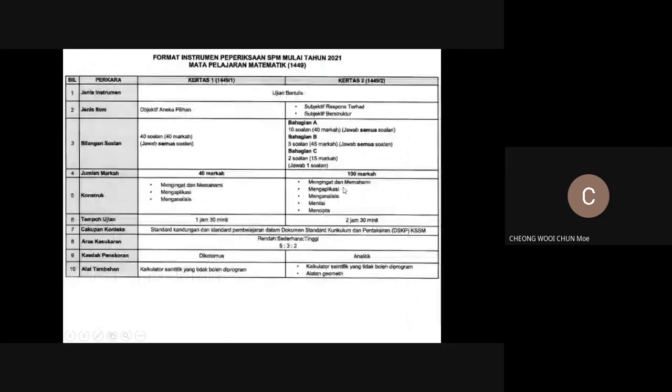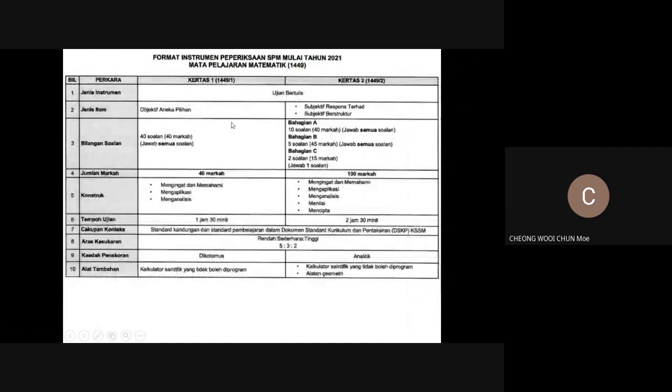Okay, this is Form 4 Chapter 1. Before we look at Form 4 Chapter 1, we look at the format of Maths KSSM in SPM. For Form 4, there are 10 chapters, Chapter 1 to Chapter 10. These are the modules. Then we look at the format.